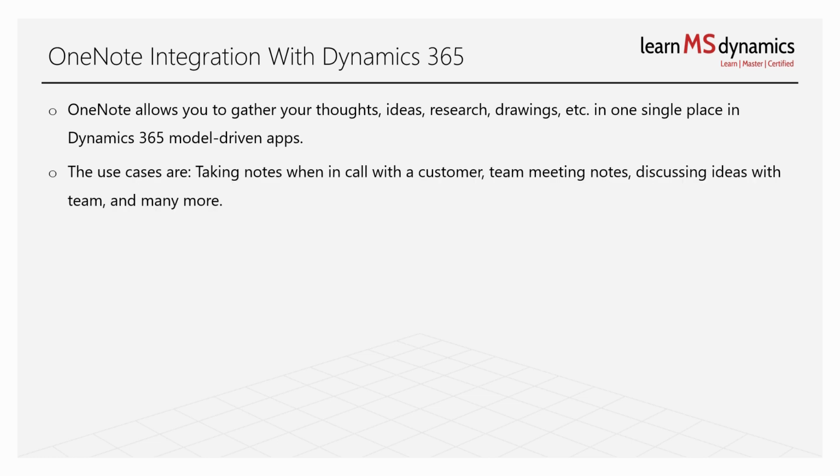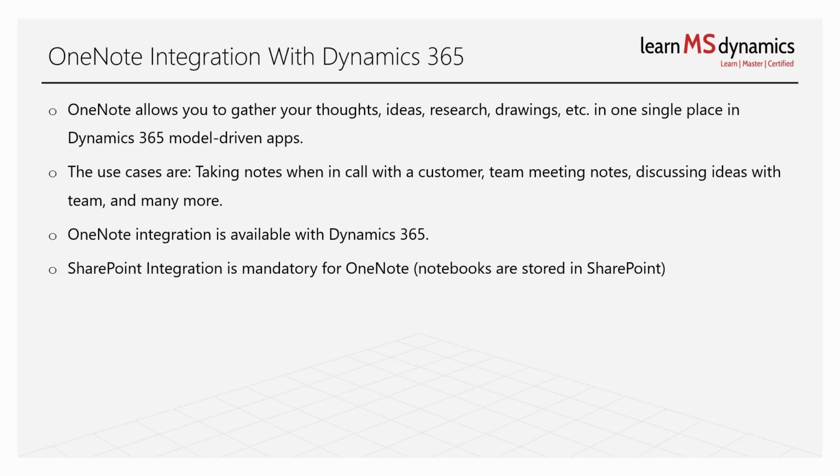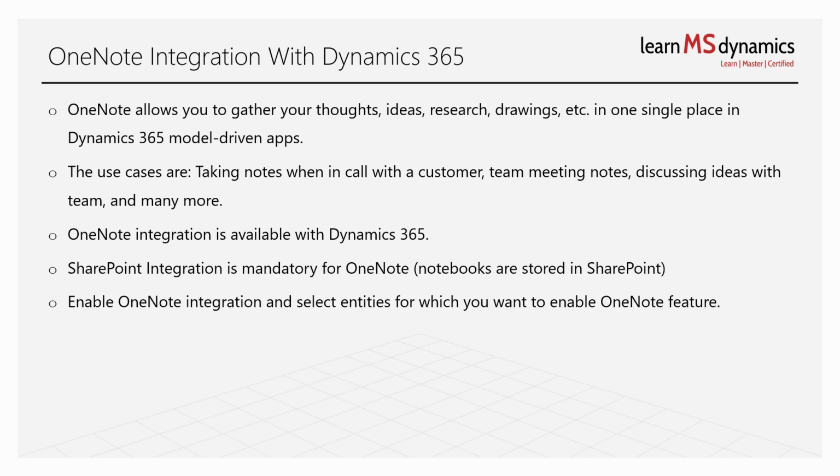So the use cases are you can take notes when you are on a call with a customer, or if you are having a team meeting, then you can keep notes there. You can discuss ideas with the team, and there are many more scenarios that you can achieve using OneNote notebooks. OneNote integration is available with Dynamics 365, which is a native integration like SharePoint. To enable OneNote integration, you need to first enable SharePoint integration. So it is mandatory. OneNotes that are created are stored in SharePoint. So you need to enable OneNote integration. That's the first step. And then you need to select the entities for which you want to enable this OneNote feature. So that's something we'll see.